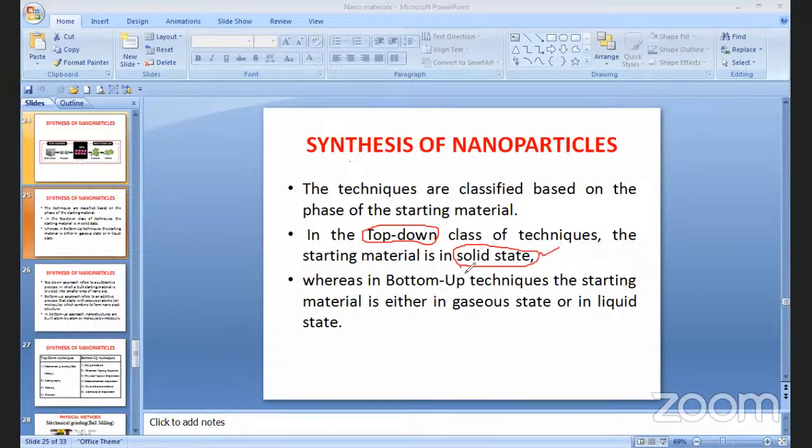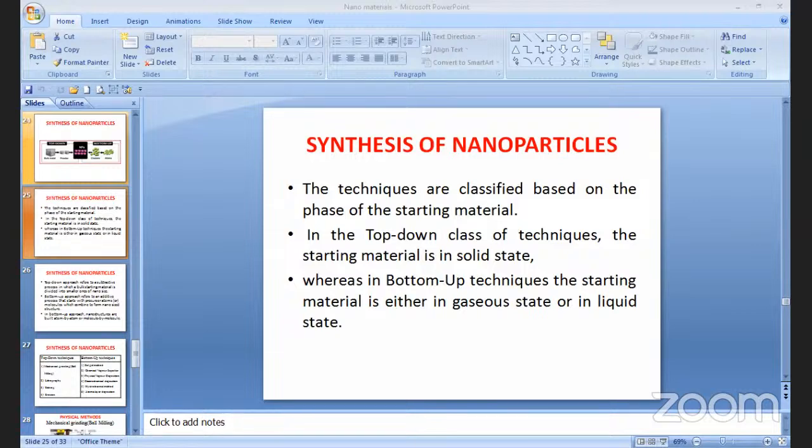And if you come to the bottom-up technique, the starting material is either in the gaseous state or in the liquid state. That is the difference: in the top-down method the starting material is solid state, whereas in the bottom-up method we have a gaseous state or a liquid state. That is the difference between the top-down and bottom-up methods.